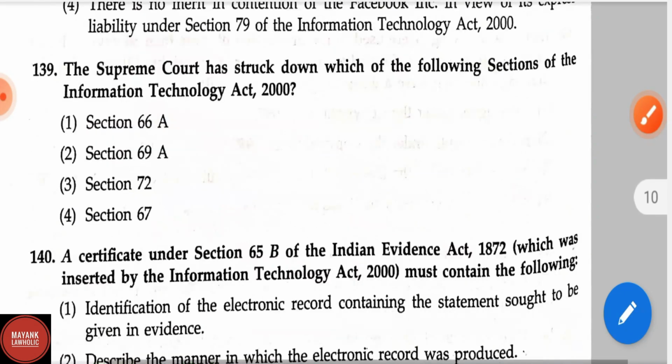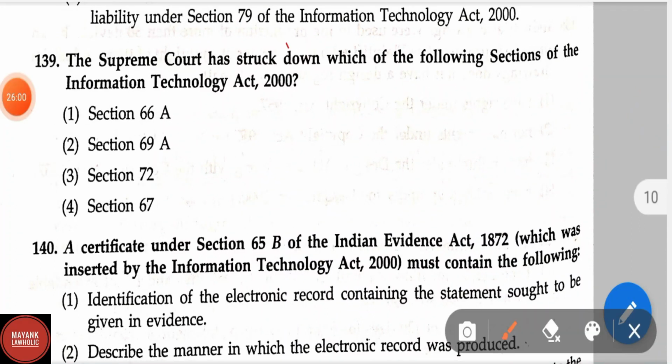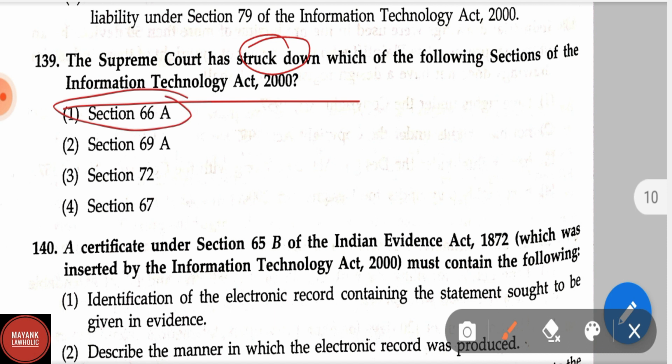Now let us see the question number 139. The Supreme Court has struck down which of the following sections of the Information Technology Act 2000? This is a very important question and this has been asked in various examinations. The correct answer is Section 66A, and the Supreme Court has struck down this section of the Information Technology Act in Shreya Singhal versus Union of India.